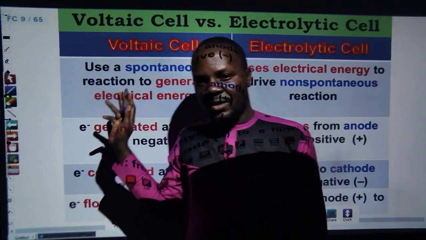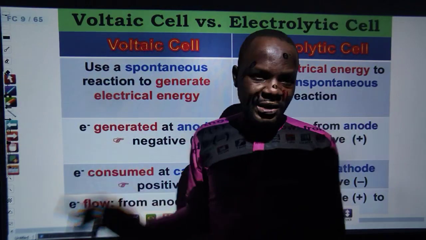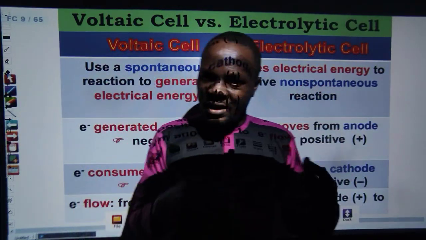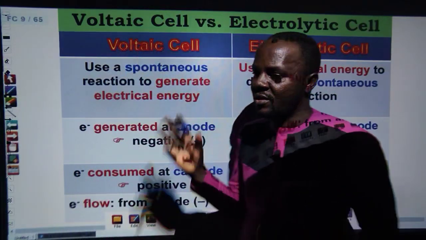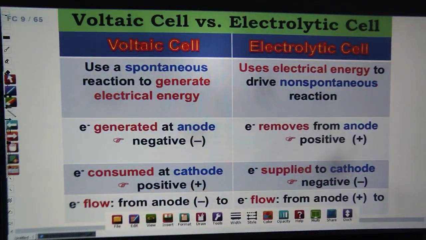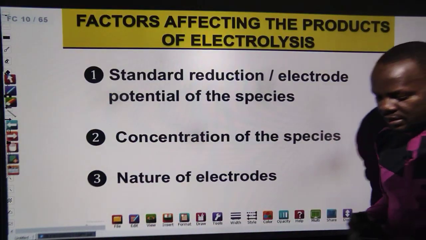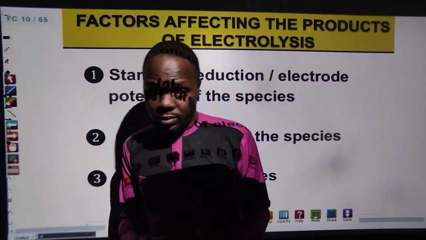One uses a spontaneous reaction to drive electrical energy. The other uses electrical energy, or a DC circuit, to drive a non-spontaneous reaction. Admin, explain please. Now, 10.1 says we are now getting started to where we are going.